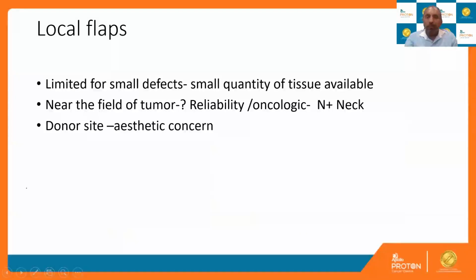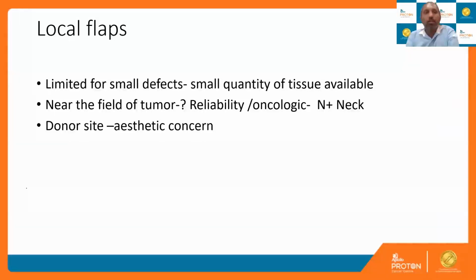There is still a role for local flaps, but they can be used only in limited defects because the quantity of available tissue is small, and local flaps are mostly around the field of the tumor. So we need to be very careful when choosing these flaps, because you may already have compromised the vascularity of the flap. You should plan the flap before designing the neck incision and doing the neck dissection. We also need to consider oncologic safety, for example in an N-positive neck, if you need to sacrifice facial arteries or branches of the carotid arteries. These are the things we need to plan before choosing a local flap.